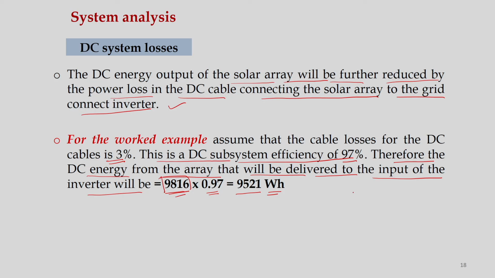So, if we draw it, we have this PV panel, and then this is the cable, and this cable loss is 3%. So, here before entry, this will be the inverter. Next we need to know about the inverter, what will be the efficiency of the inverter. So, up to here what we have calculated is this much of energy.